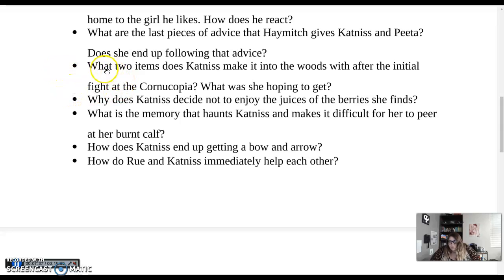I'll do one more. So what two items does Katniss make it into the woods with after the initial fight at the cornucopia? She makes it with a backpack and then a knife. Because the boy that was killed in front of her, she took the knife out of his back. What was she hoping to get? Well, she wanted to get a bow and arrow. She also was hoping her backpack would have fresh water in it, but it didn't.